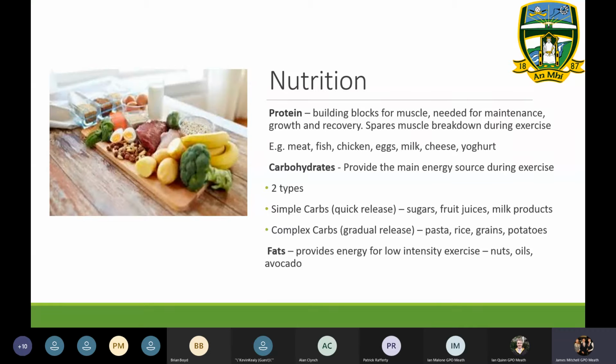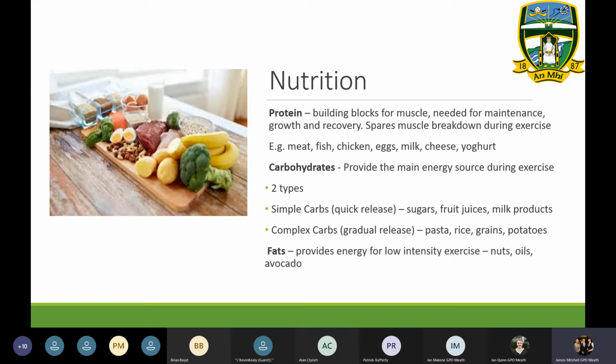Leading on from that is our carbohydrates. What we have is two types. Your simple carbs, or quick release as they're known, so that's your sugars, fruit juices, milk products, and your complex carbs, your gradual release, which is your pasta, rice, grains, and potatoes. And they provide the main energy source during exercise. So obviously, a very important aspect of nutrition. It's quite important before exercise, but it plays its part post-exercise and in the recovery process as well. And I'll give you some recommendations as we get on to that.